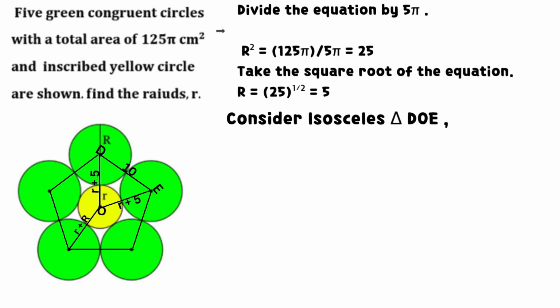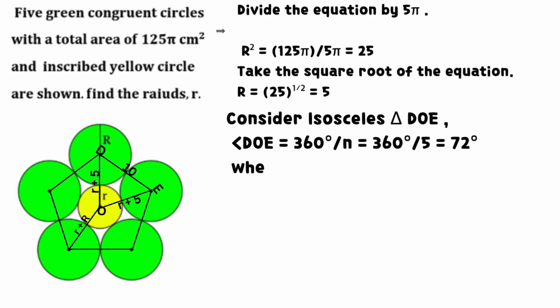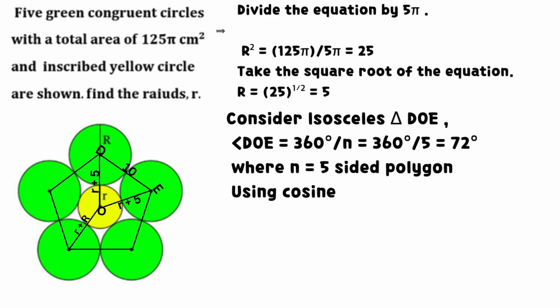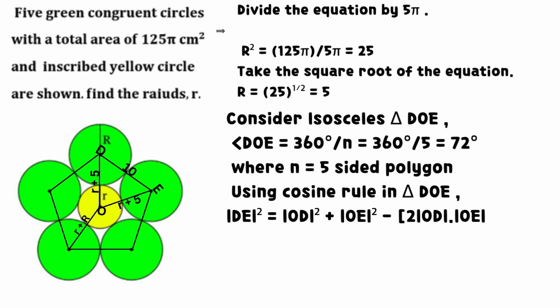Consider isosceles triangle DOE. Angle DOE equals 360 degrees divided by n, which equals 72 degrees, where n equals 5-sided polygon. Using the cosine rule in triangle DOE, the square of length DE equals the sum of the square of length OD and the square of length OE, minus 2 times the product of length OD and length OE, multiplied by cosine 72 degrees.